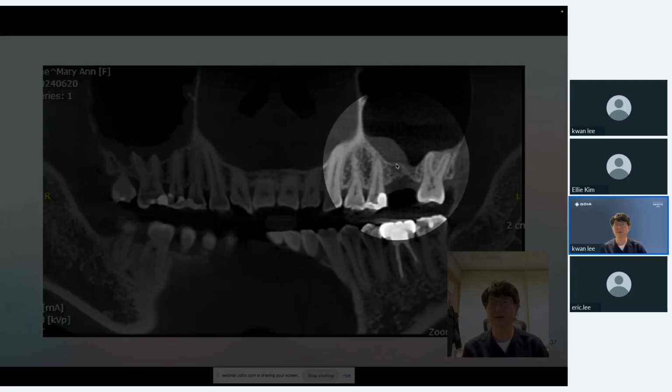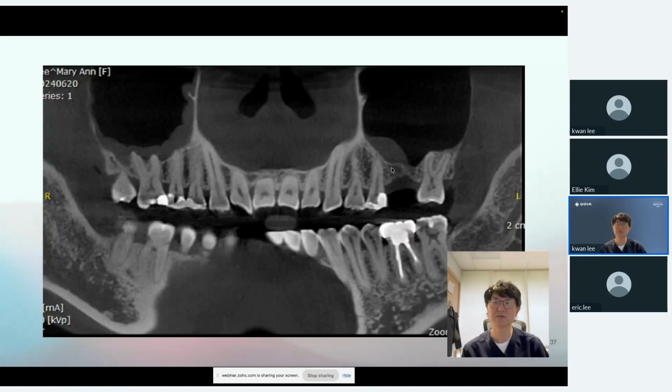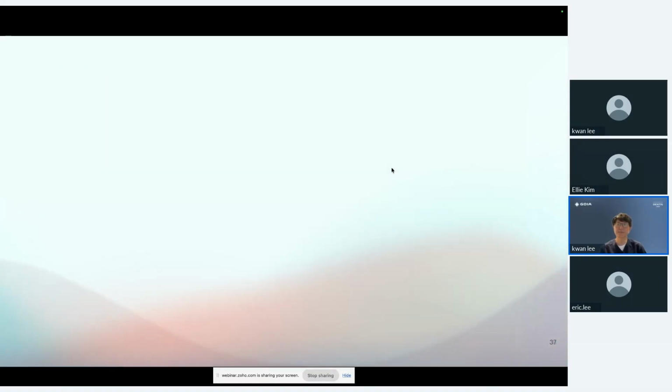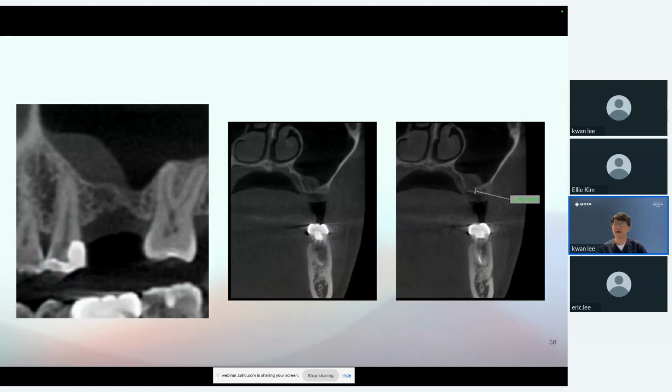And there's a little bit of a mucocele, a retention cyst over there, which is not a big issue. So now the first thing, everyone does the same thing. They want to look at the residual bone height.